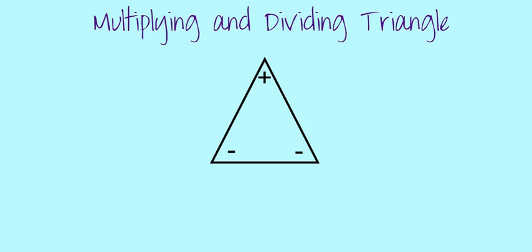Multiplying and dividing triangle. This is how the triangle works. If you have 2 negatives, it cancels out. If you have 2 numbers that are negatives, they make a positive when we multiply and divide. If you have a positive and a negative, that leaves you with a negative answer. And if you have 2 positives, multiplying and dividing, like we always have, the answer is positive as well.